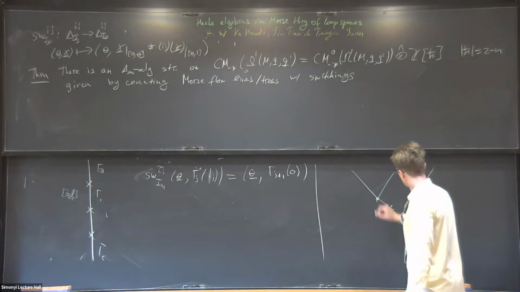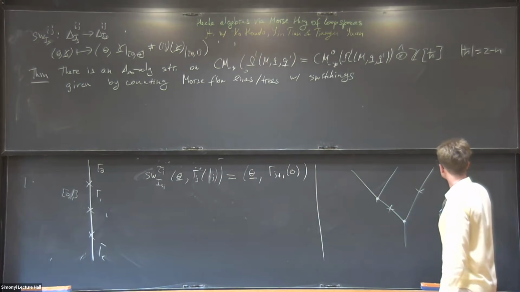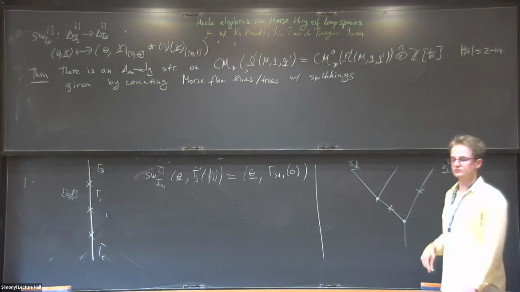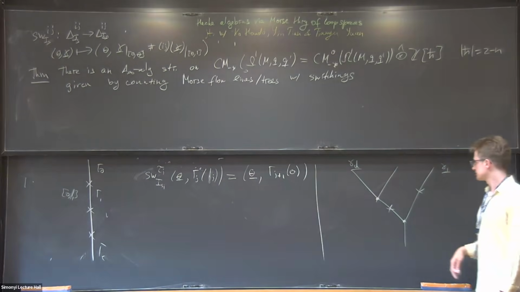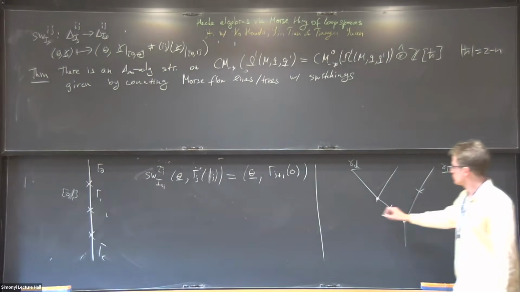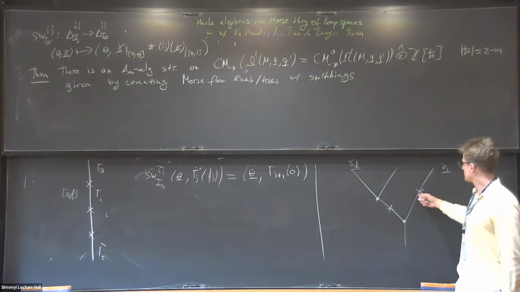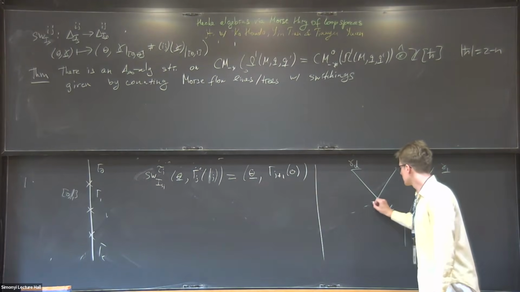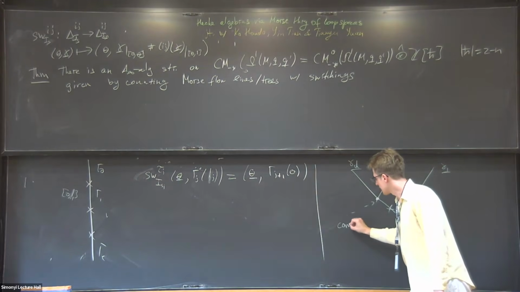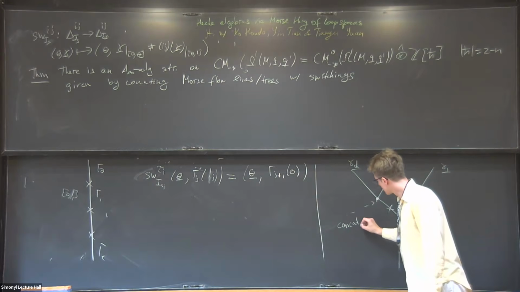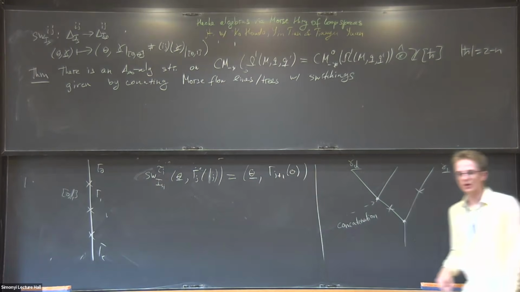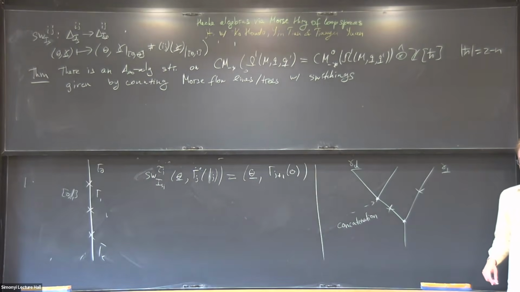And the Morse flow trees look like this. You may have a bunch of initial tuples of geodesics, then you flow. Again, whenever you hit something like this, you apply the switching map. Whenever you hit a vertex, you concatenate. Okay. Any questions here?